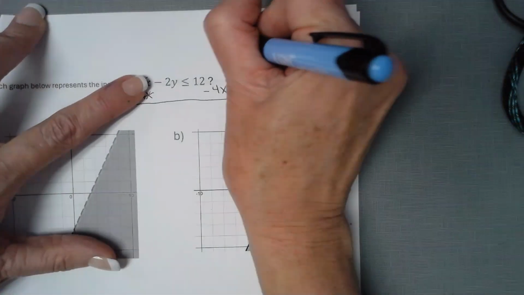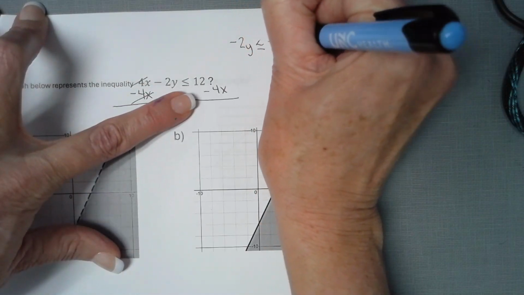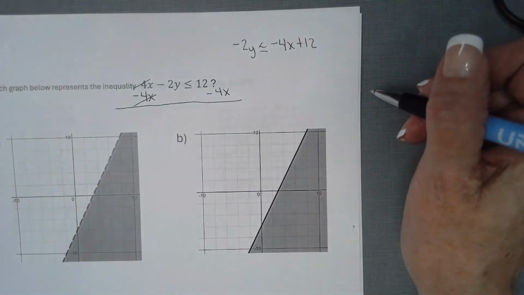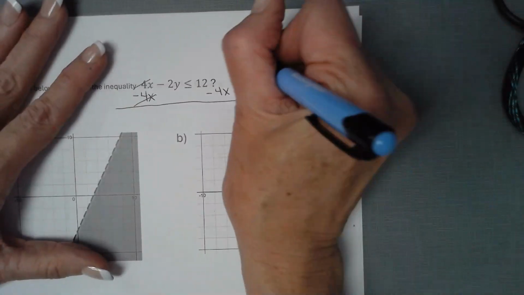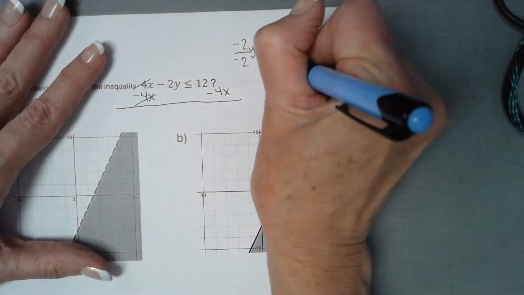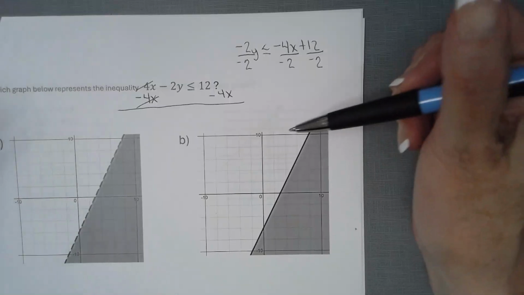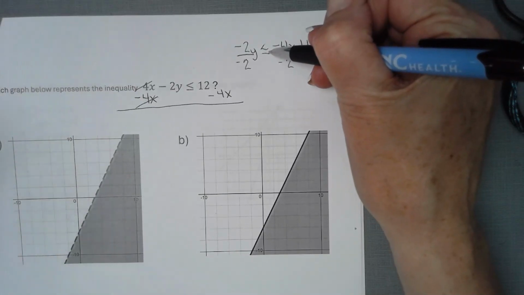Okay, so now I have negative 2y is less than or equal to negative 4x plus 12. Question on my first step to solve for y? Okay, what is my next step to solve for y? Yeah, so I'm going to divide every term by negative 2. And this is what students forget. With inequalities, what happens when I divide both sides by a negative number? It's called the golden rule. What flips?